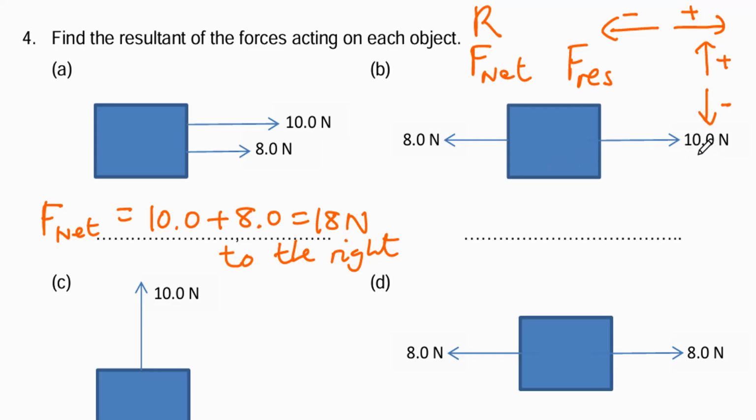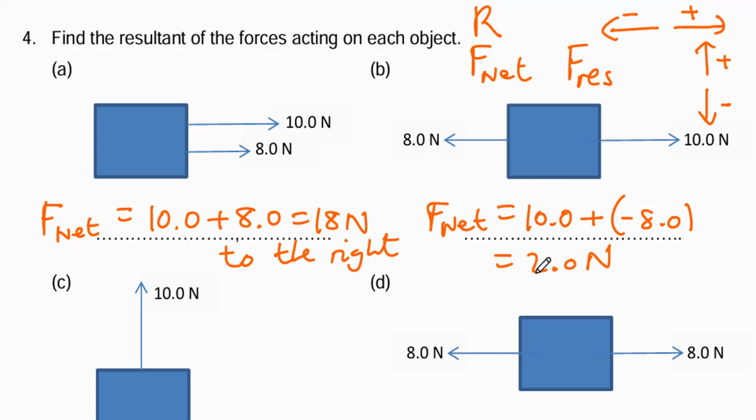In B, we have a 10 Newton force to the right and an 8 Newton force to the left. So the net or resultant force will be positive 10, which is to the right, plus this 8 newtons is to the left, so it's plus negative 8. And here the resultant will be 2.0 newtons. Once again, the answer comes out as positive, so we know this is to the right. Or we can even say east. Instead of to the right, we can say east as well.